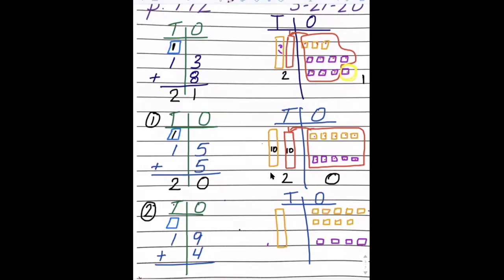Now I count how many ones I have all together. One, two, three, four, five, six, seven, eight, nine, ten, eleven, twelve, thirteen. So if I have 13, can I make a group of 10? Yes, I have enough to make a group of 10. Okay. 1, 2, 3, 4, 5, 6, 7, 8, 9, 10. So I circle my group of 10 right here. So this group of 10 that I'm regrouping, I bring it over to my tens place.